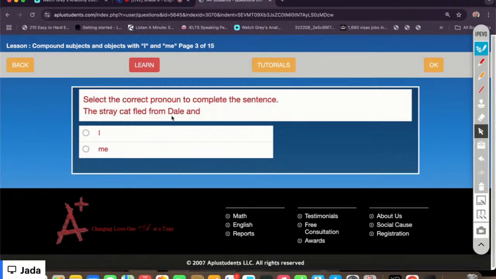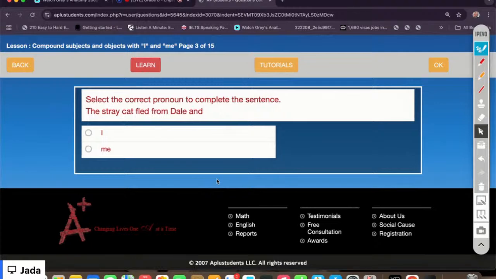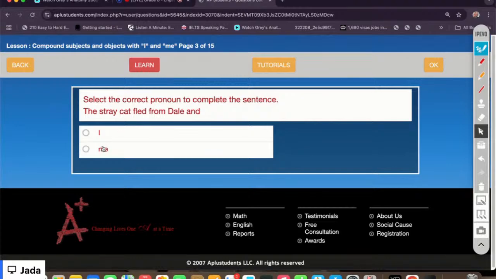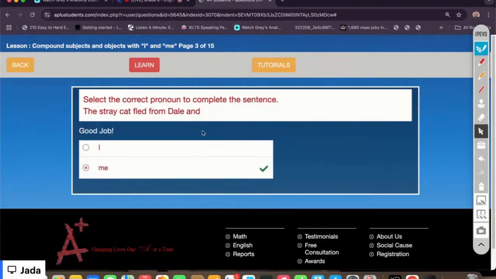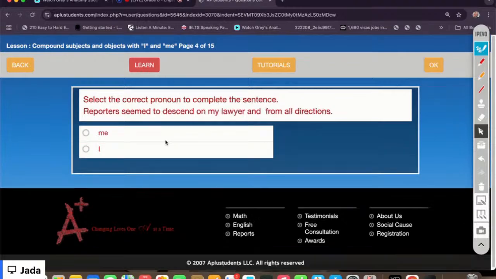The stray cat fled from Dale and blank. Dale and I or Dale and me. So fled from Dale and me, because if you take away Dale, you say the cat fled from me. Alright?